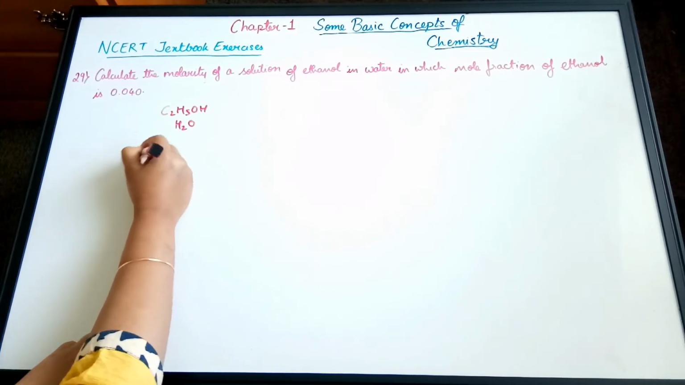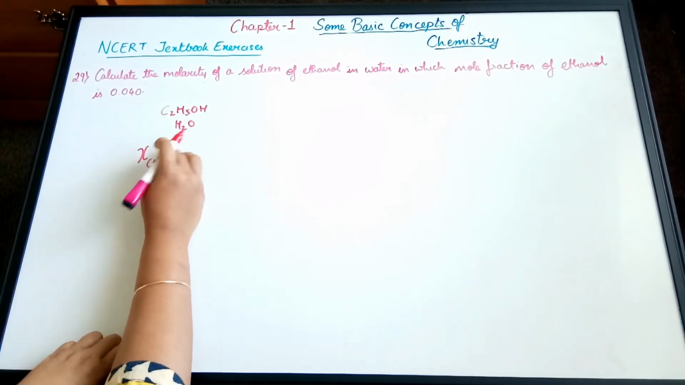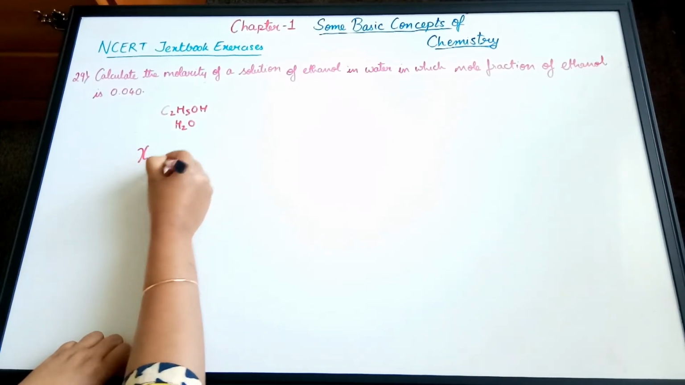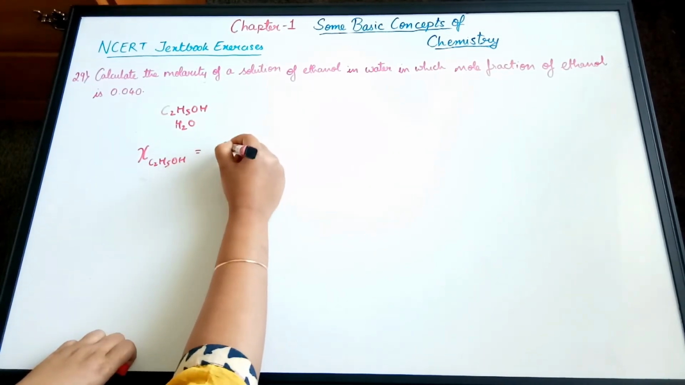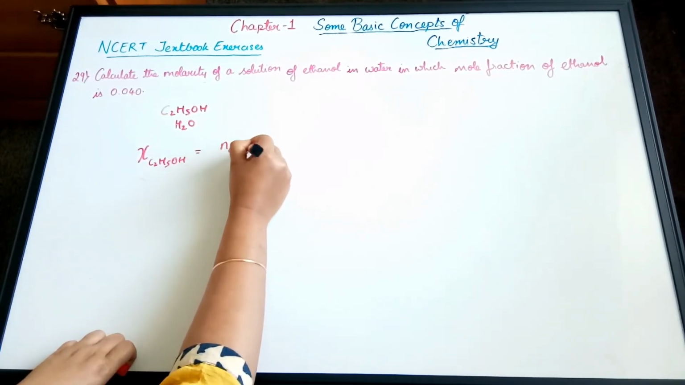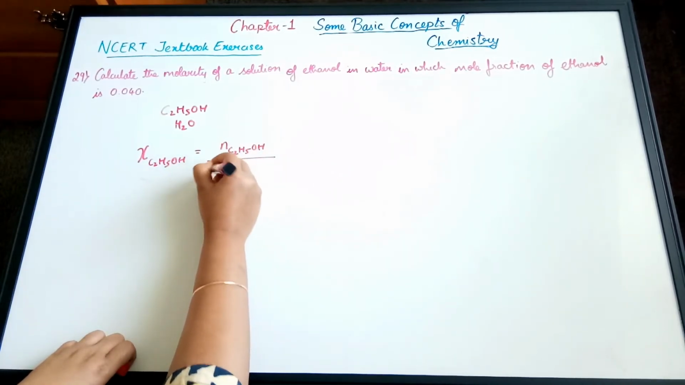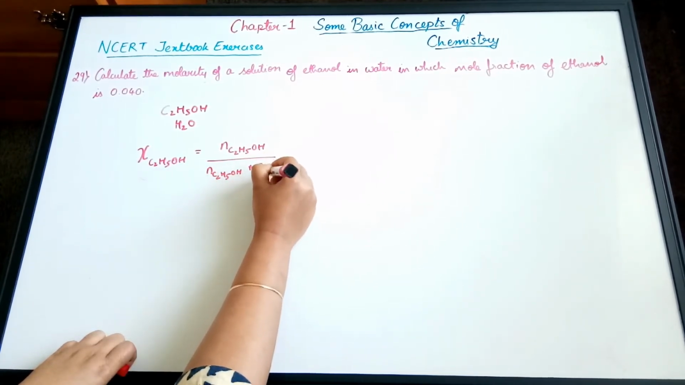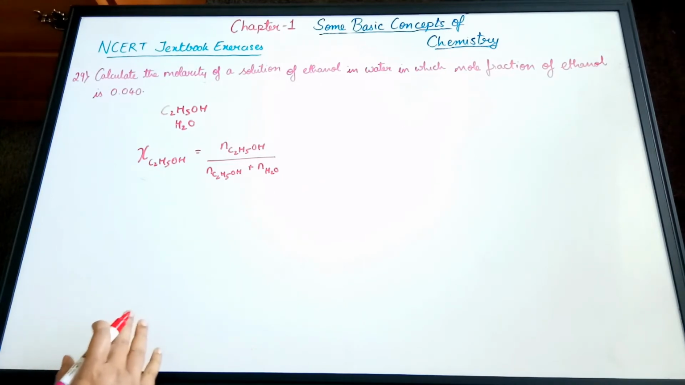Mole fraction is denoted by an X. So X of C2H5OH will be equal to the number of moles of C2H5OH divided by the number of moles of C2H5OH plus the number of moles of H2O. This is the basic formula behind the mole fraction.